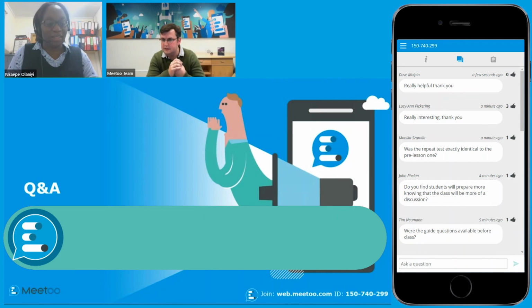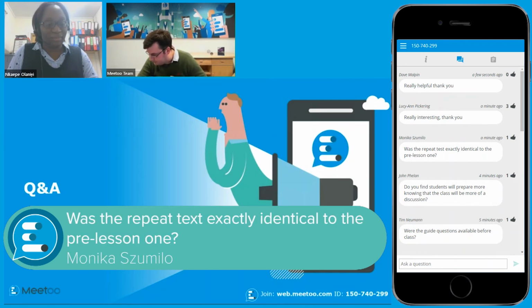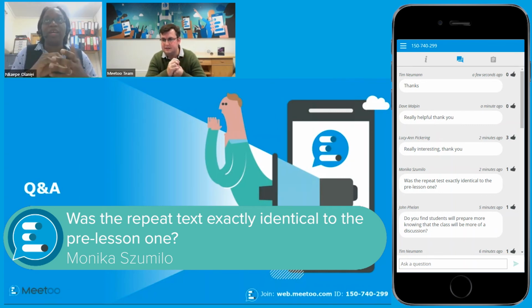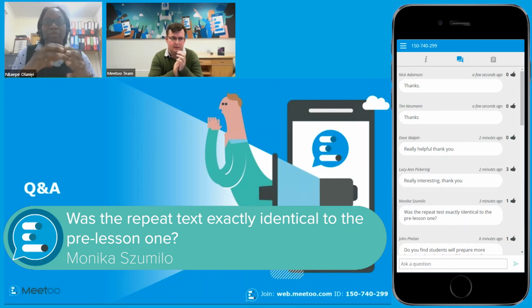And then another question here from Monica. Was the repeat test exactly identical to the pre-lesson one? That again would depend on yourself, how you'd like to structure it. For me, I would keep it the same, but especially if it's multiple choice, obviously change the order of the questions so they can't just give the same answers. But I would like to keep it identical so that they do have a good before and after picture of themselves and how they've gone through a learning journey.